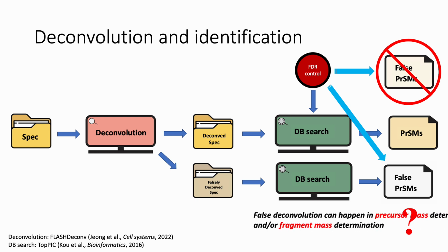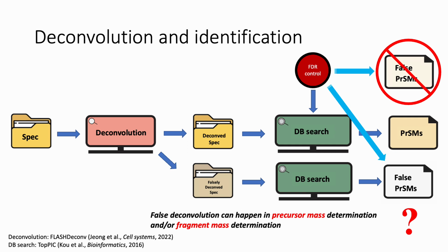But before we move on, let me point this out. False deconvolution can happen in precursor mass determination and/or fragment mass determination. If we have a super well annotated data set, so-called gold standard data sets, then everything will be quite easy. But in the top-down area, we don't have enough such standard data sets yet.